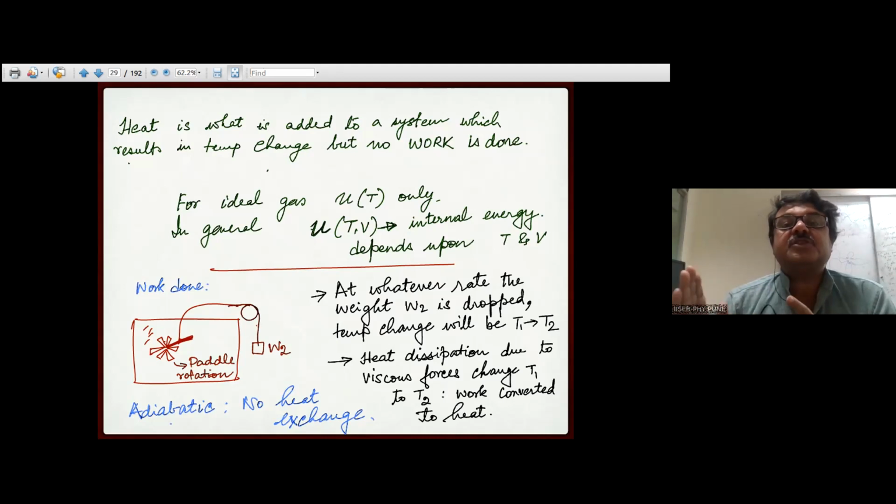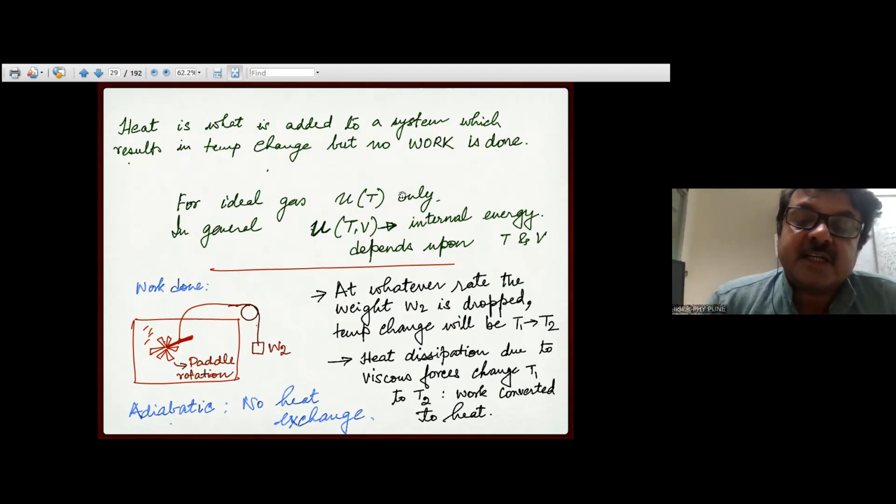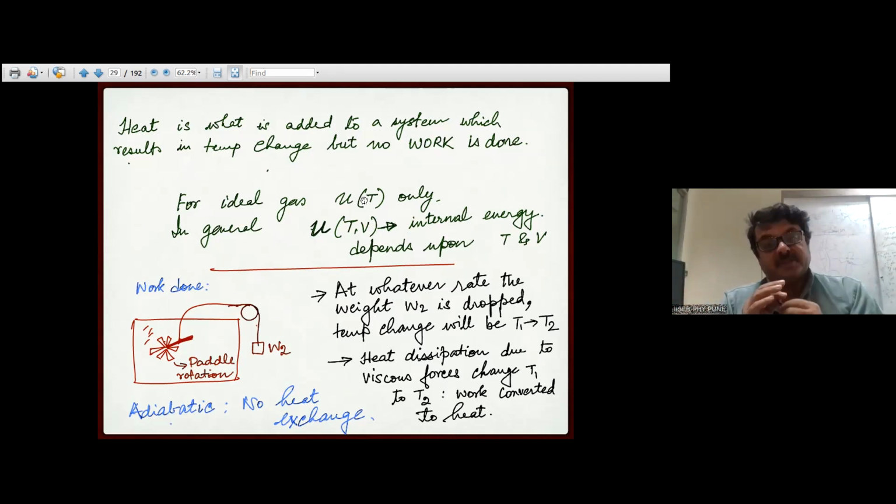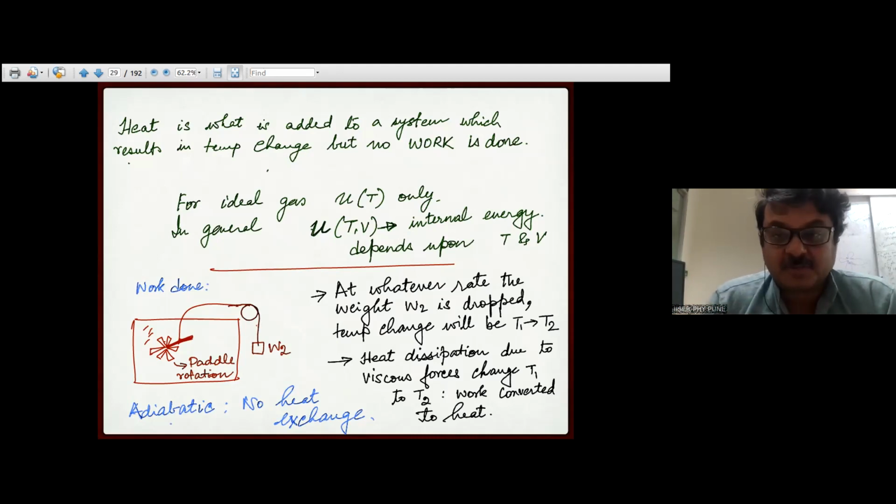Within that range, if you change the volume, the internal energy depends upon temperature only, right? But in general, the internal energy could depend upon both temperature and volume, density of particles, right? But ideal gas, only function of temperature.